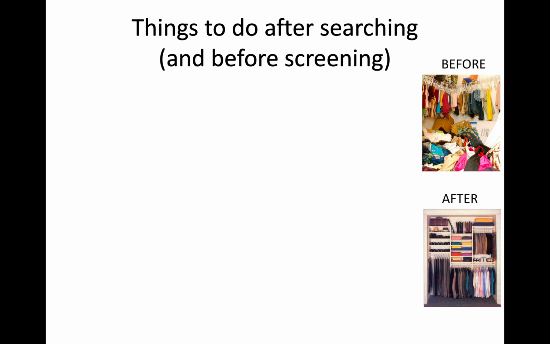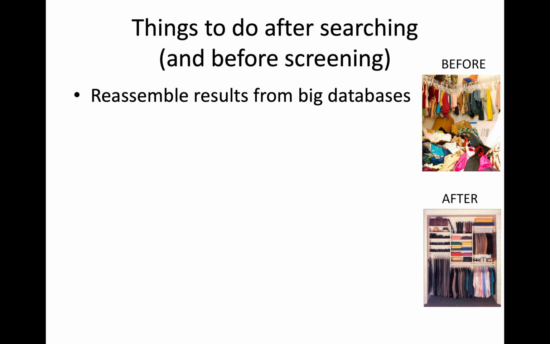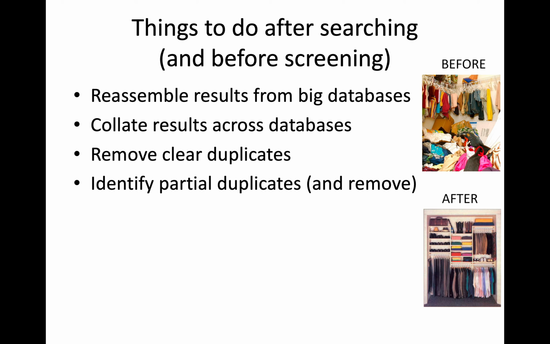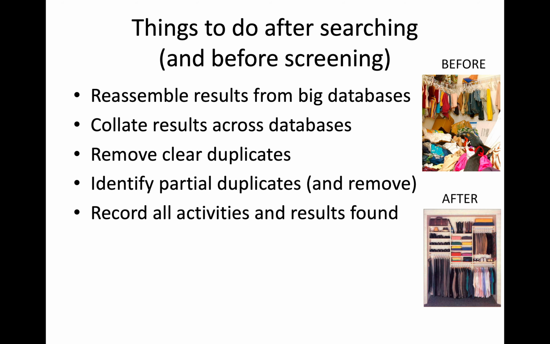If we try and do it with multiple files, if we try and do it with lots of duplicates there, we'll end up wasting quite a lot of time. So what we're doing is reassembling results from big databases, collating results across databases, removing the obvious duplicates which are identical within and across databases, identifying partial duplicates and removing them, and this happens, as we'll see in the next few slides, where you have slight differences, perhaps there's a typo or a space in the wrong place. And we want to identify those partial duplicates and remove them.